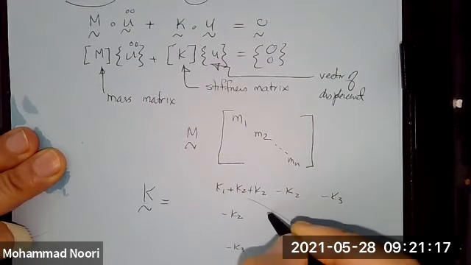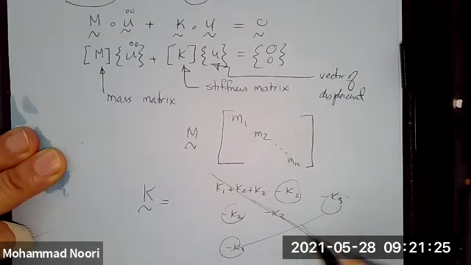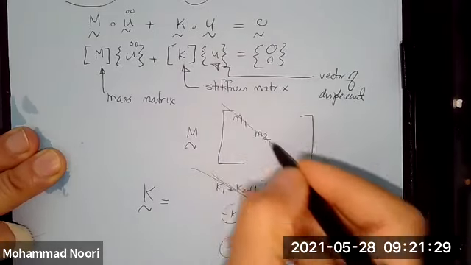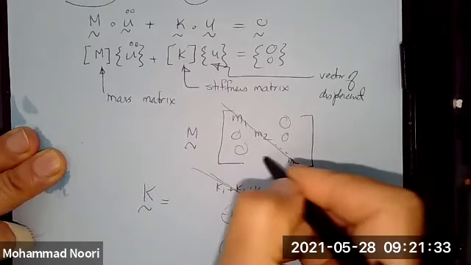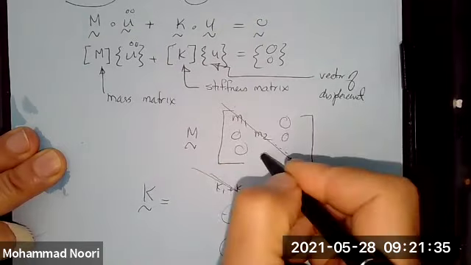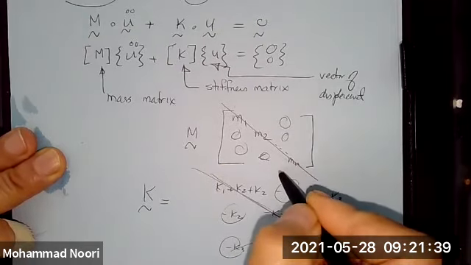Okay, this is minus K3. So it looks like this: the stiffness matrix is always a symmetric matrix with respect to the diagonal, and your mass matrix is a diagonal matrix. That is, all elements are 0 except elements along the diagonal.